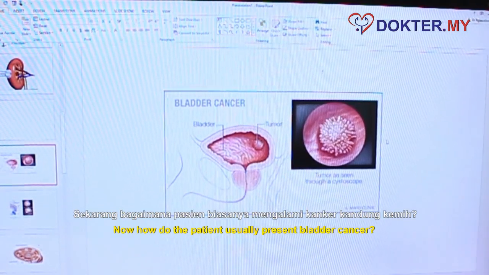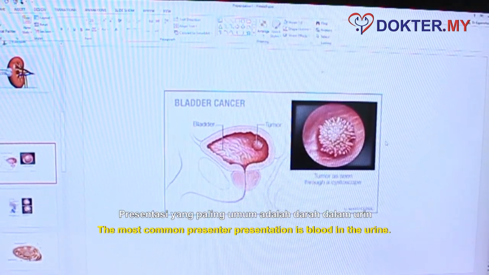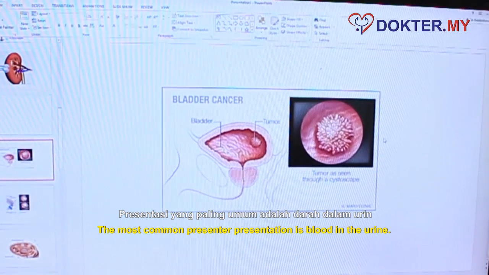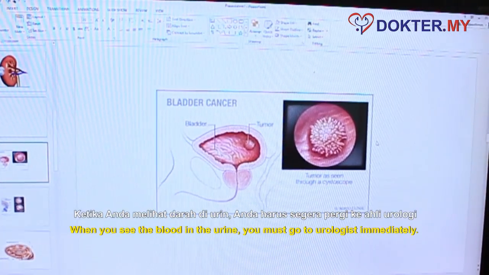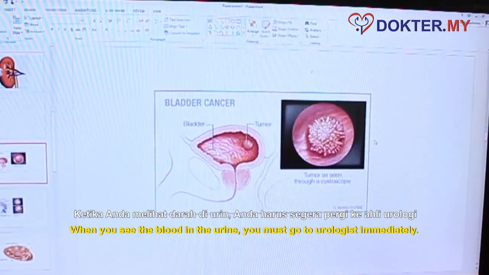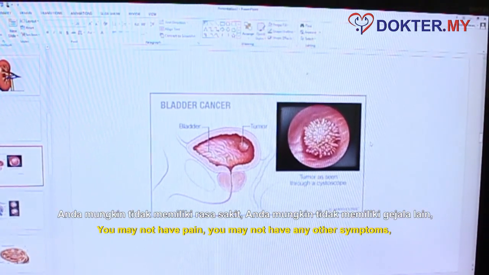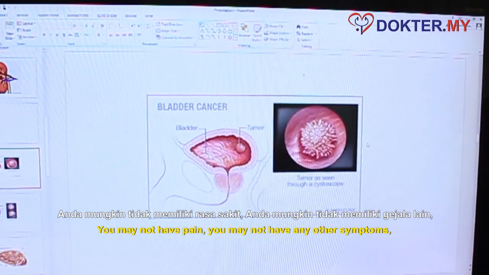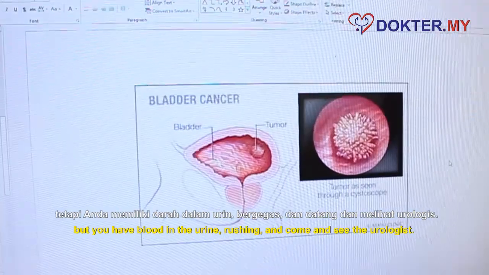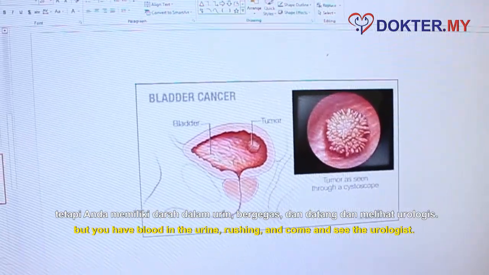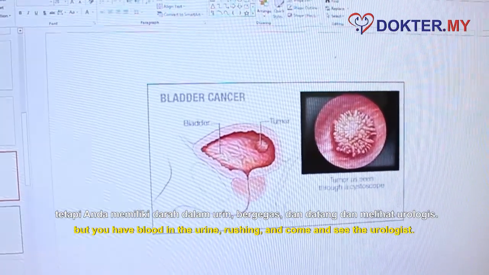Now, how do the patients usually present with bladder cancers? The most common presentation is blood in the urine. So whenever you see blood in the urine, you must go to the urologist immediately. You may not have pain. You may not have any other symptoms. You can eat well, you have good appetite, but you have blood in the urine. Rush in and come and see the urologist.